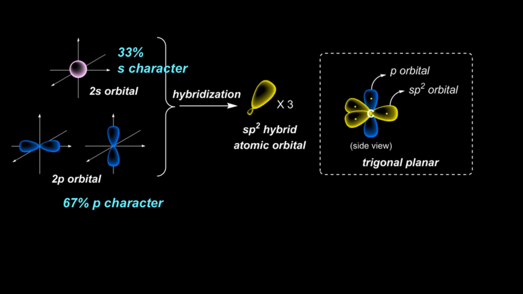In sp2 hybridization, the 1 s orbital contributes about 33%, or 1/3, and the 2 p orbitals make up the remaining 67%, or 2/3. Now, these 3 sp2 orbitals don't just sit anywhere. They spread out as far apart as possible to minimize repulsion. The result? They arrange themselves in a trigonal planar shape with bond angles of about 120 degrees. This specific geometry is what gives molecules like ethene their flat, triangular structure.